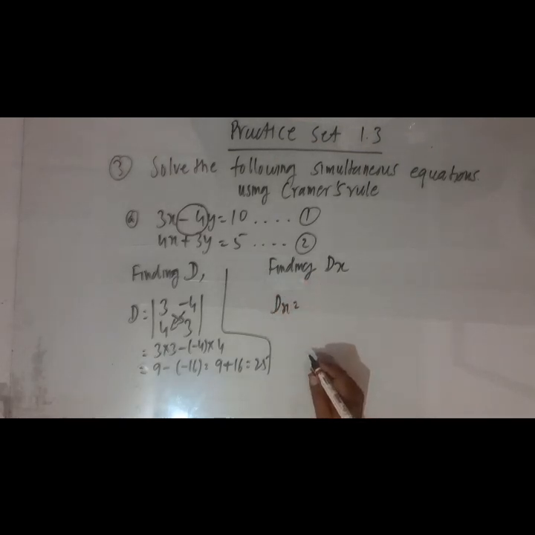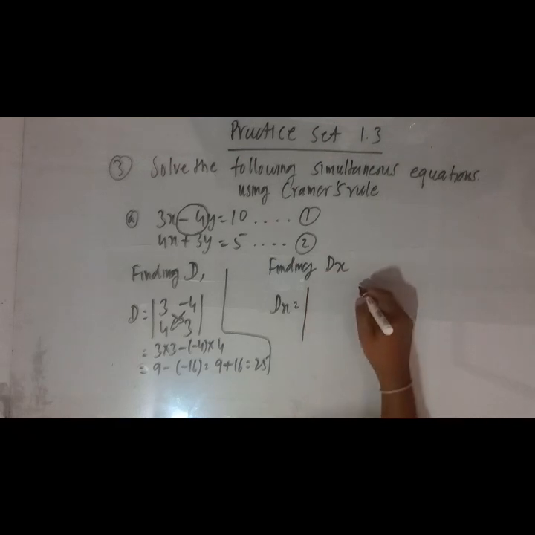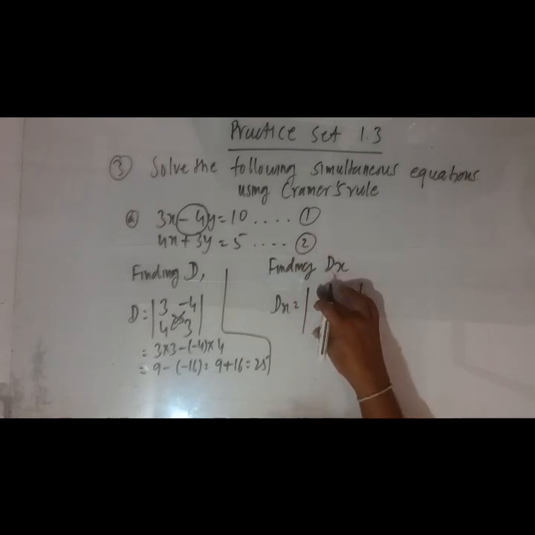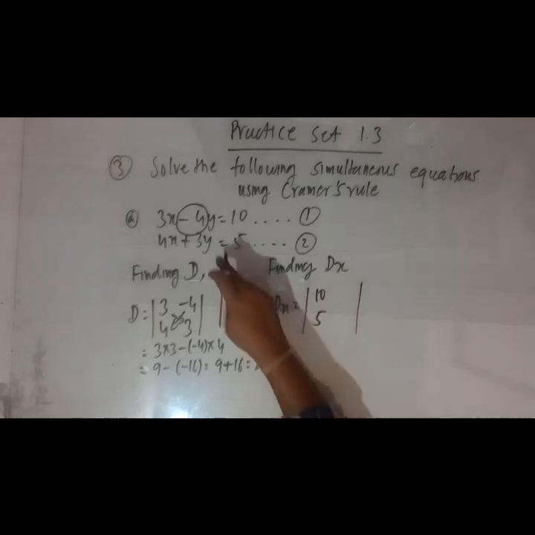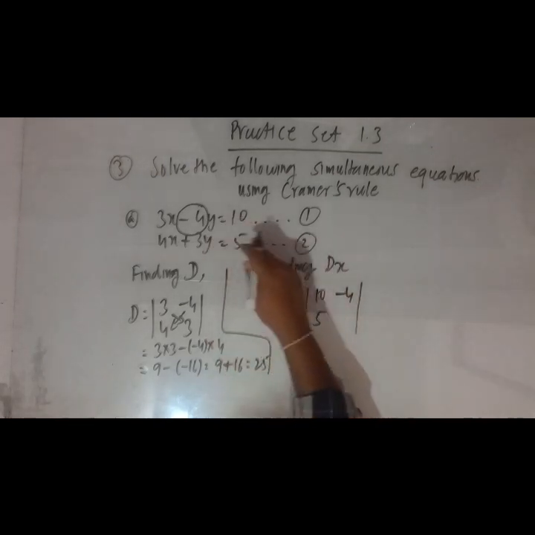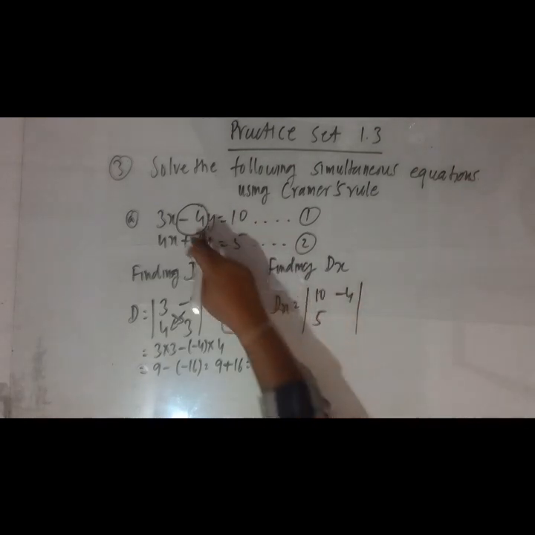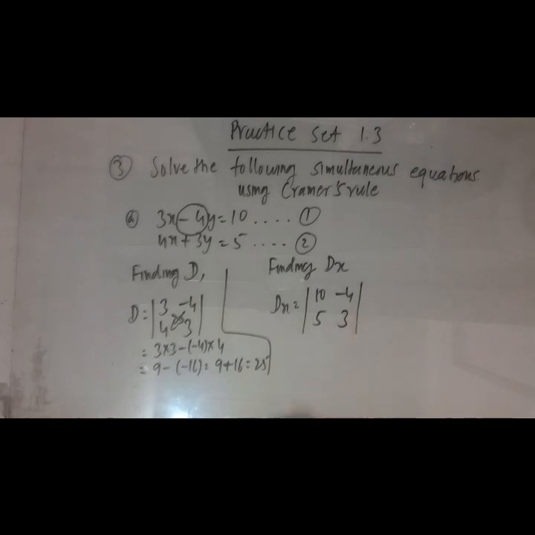Simply what you have to do, you first write down the determinant. In place of the x coefficient you will write these values, 10 and 5, and for y you will be writing the same value. In the second column you are writing minus 3 and plus 3, minus 4 and plus 3.